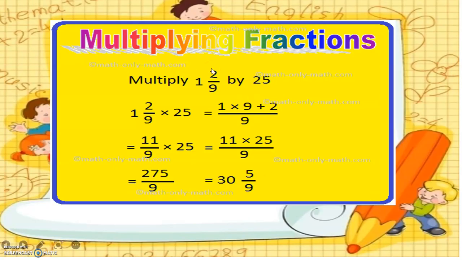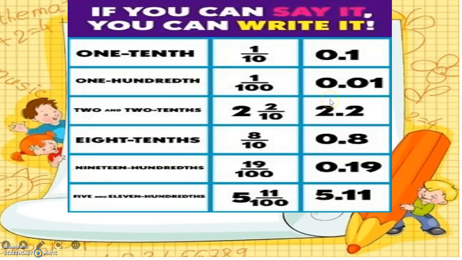Okay. Multiplying fractions. Multiply 1 and 2/9 by 25. 1 and 2/9 times 25. 1 times 9 plus 2 equals 11/9 times 25. So 11 times 25 is 275/9. Then you divide it. The answer is 30 and 5/9. That is multiplying fractions.